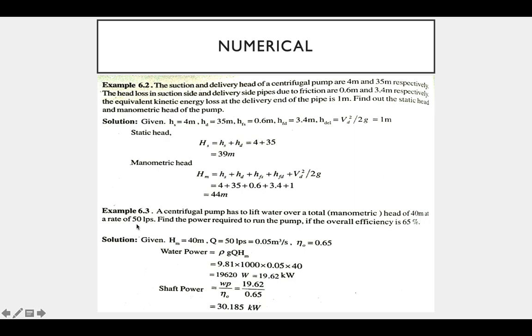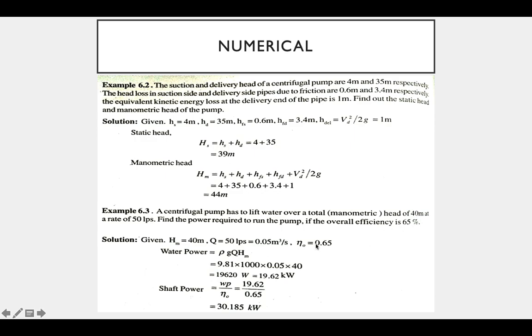Then the discharge is 50 liters per second, that is 0.05 meter cube per second. Then find the power required to run the pump if the overall efficiency is 65%. So you can find out water power, rho g Q Hm. Every term required is given. So water power is 19.62.